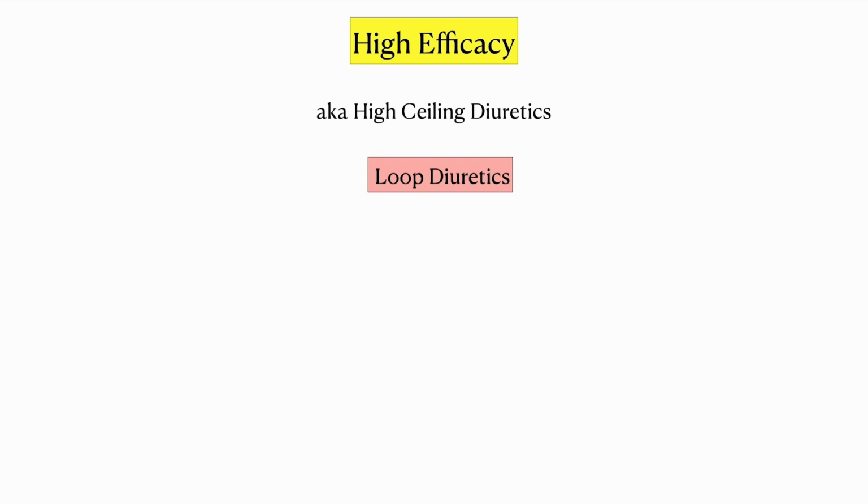Now, the high efficacy drugs are also known as the high ceiling drugs because they are the most dominant drugs among all diuretics, because they cause more diuresis as compared to the other drugs. And the drugs included are the loop diuretics, right?